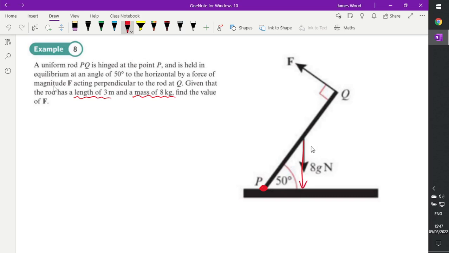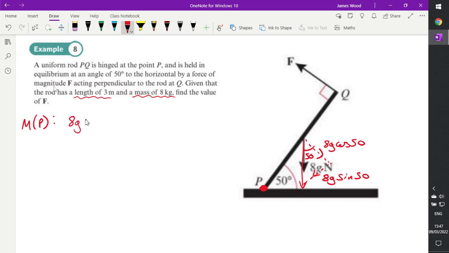If I make this a bit longer, we can resolve it into perpendicular and parallel, just like we would do for things on a slope. So if that's 50, this is then 8G cos 50, and this is 8G sine 50. Now in terms of moments, I can take moments about P, this point at the bottom, and remember it is the perpendicular component of the force. So in this case it's going to be the 8G cos 50, because this is perpendicular to the distance.